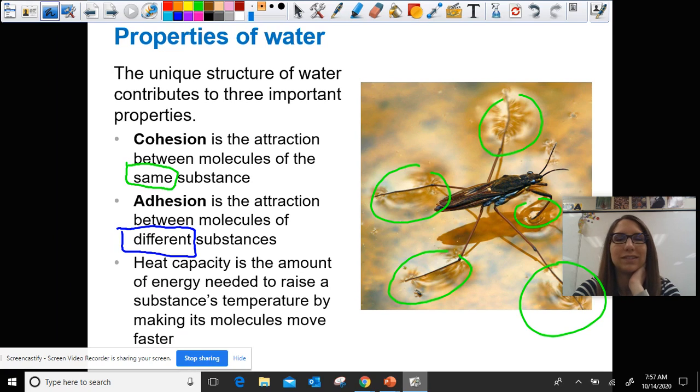And so where we see that specifically, if you've ever had to measure the volume of water in something like a graduated cylinder, if you fill up water in a narrow glass tube like that, what you see is that concave dip that forms.